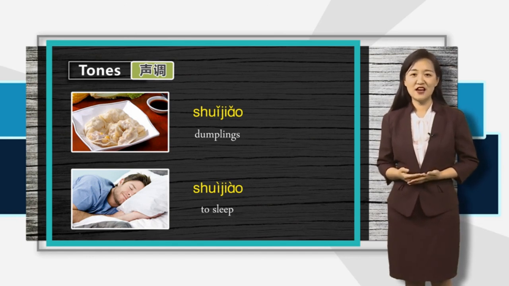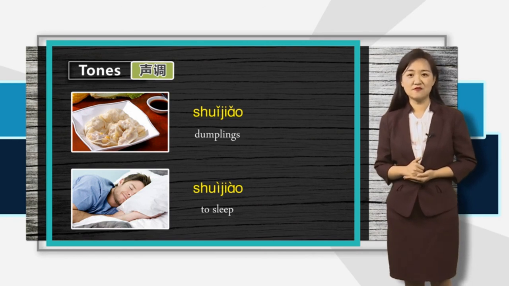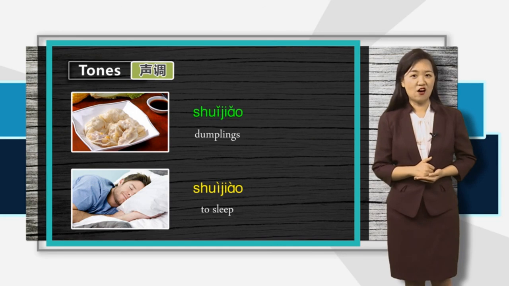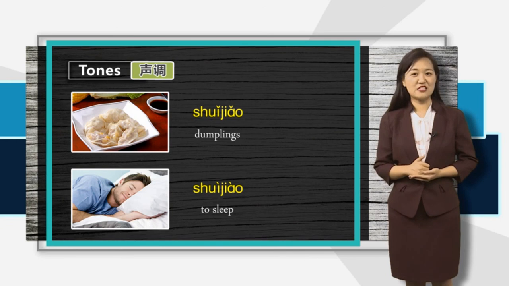Why did the seller do that? Because what the foreigner actually said was, 我要睡觉. I want to sleep. Instead of, 我要水饺. I want some dumplings. 水饺, dumplings. 睡觉, sleep. They share the same initials, same finals, but different tones.